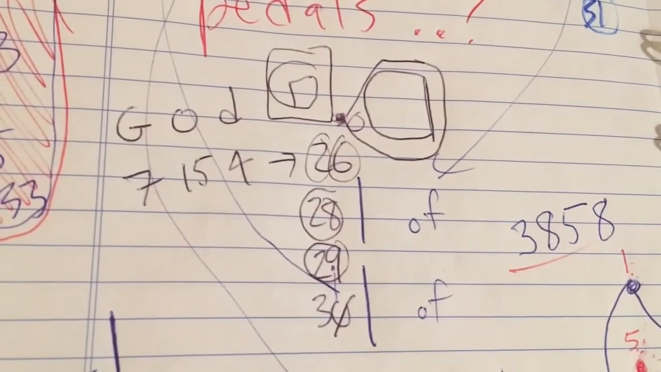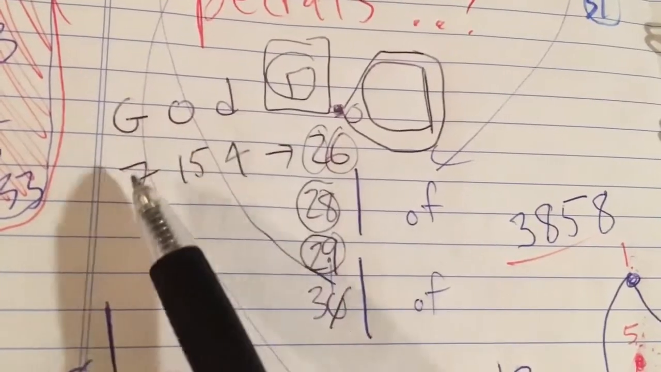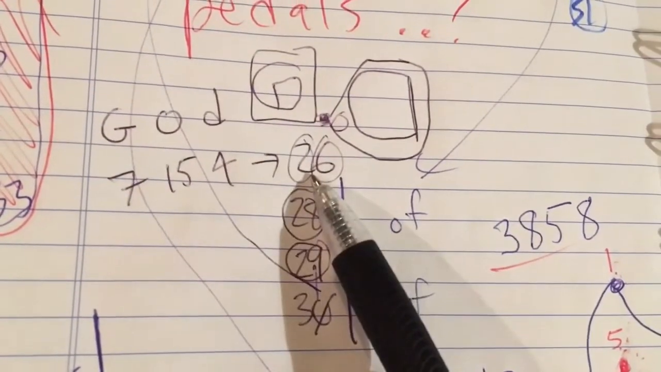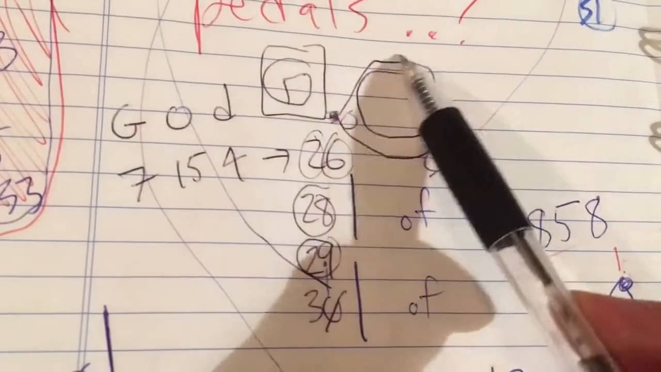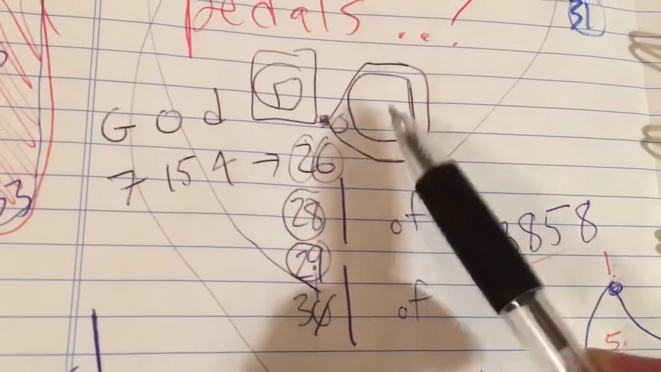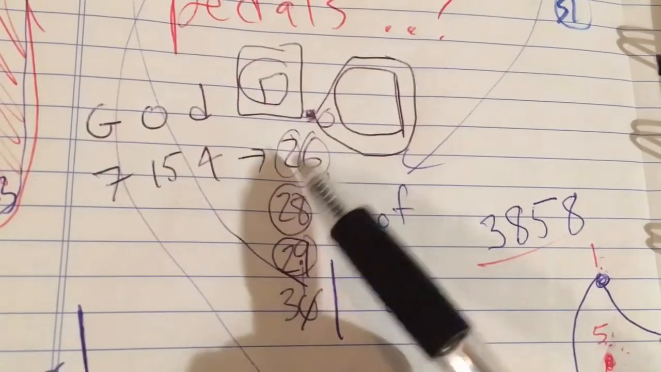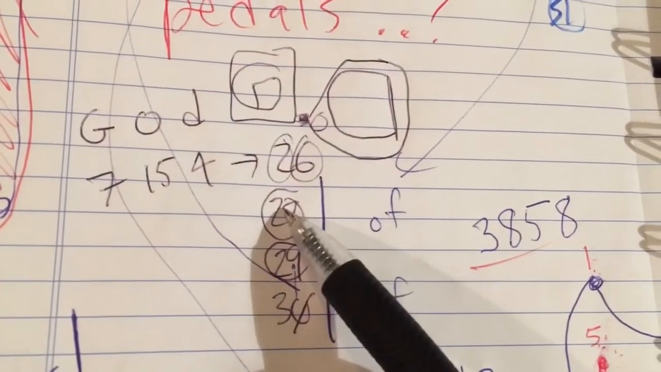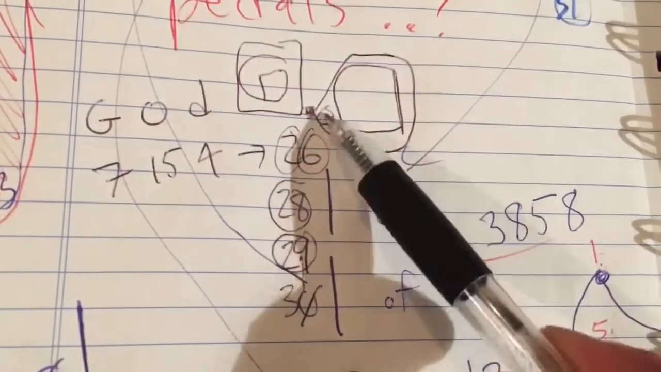I wanted to kind of explain that. I take this for granted in my head all the time. God means 7, 15, 4 is just 26. 26 is 2 characters because of the G and the D, which encompasses both the O and the D from a certain point of view. If you add the 2 bubbles to the 26, it becomes just a 28, but you have to understand that there's a bubble not accounted for in a bubble.